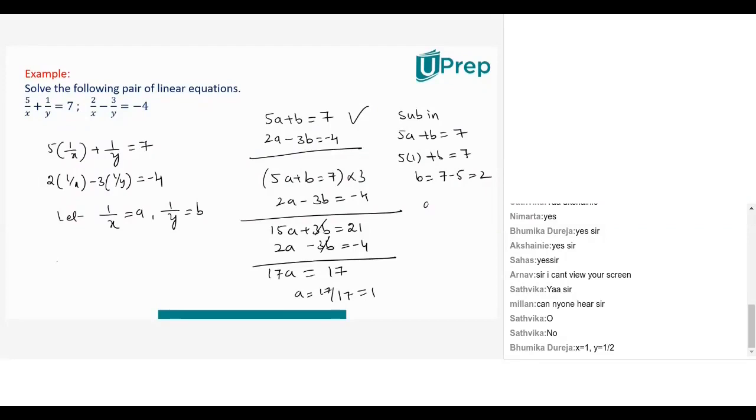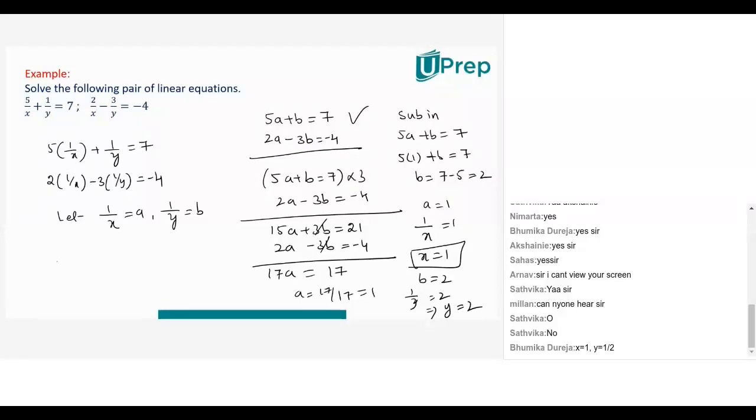But what is a? a is 1 by x, and it is 1. Cross multiply. What is x? x is 1. Similarly, b is 2, and b is 1 by y, so it is 2. What does it imply? y is nothing but 1 by 2. So that's how you solve this type of equation. Simply replace 1 by x with some variable a and 1 by y with some variable b, then you'll get two equations in two variables. You can easily solve them.